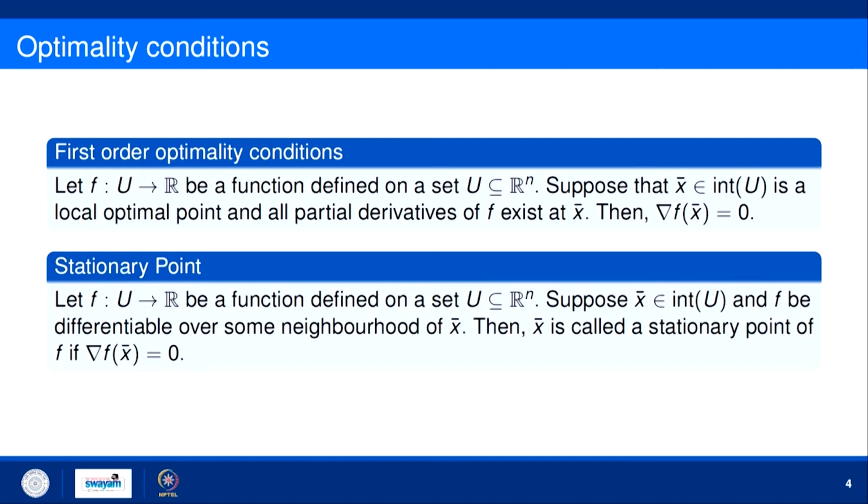So, first let us understand what a stationary point is. Let f from u to R be a function defined on a set u, a subset of R n. Suppose x bar belongs to the interior of u and f is differentiable over some neighborhood of x bar. Then x bar is called a stationary point of f where gradient of f at x bar equal to 0. So, where the first order derivative is 0, those points are called stationary points. So, if gradient of f at x bar equal to 0, all those x bars are called stationary points of f.